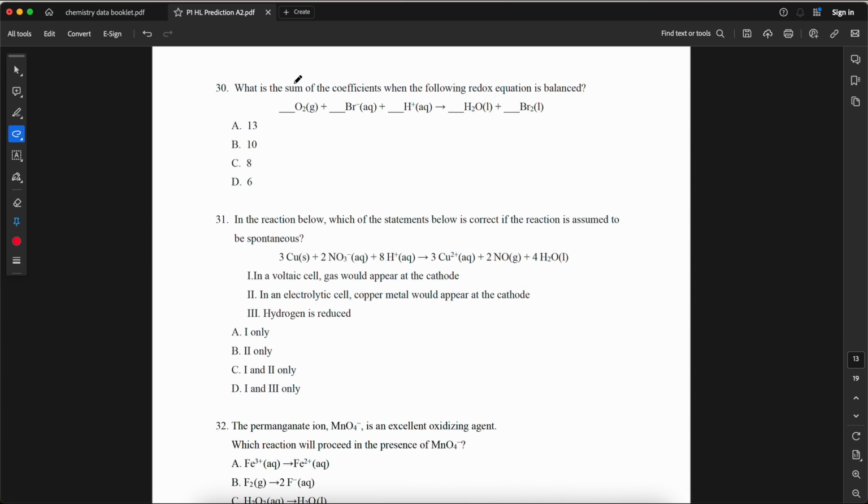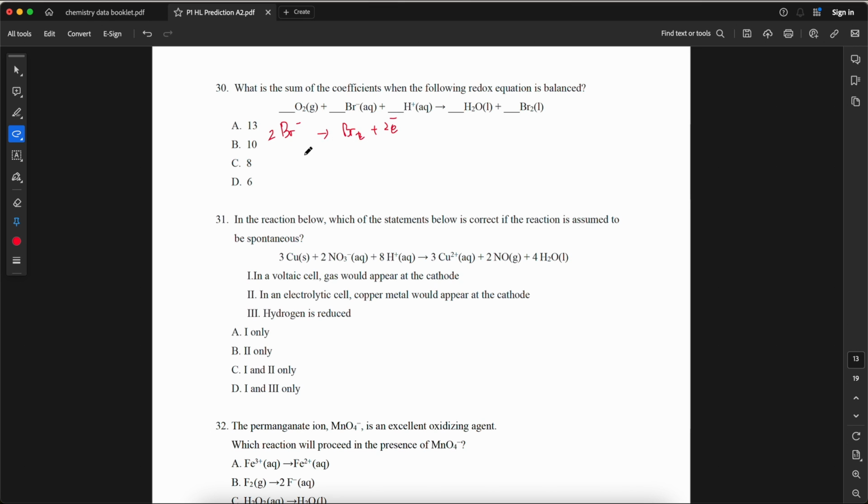What is the sum of the coefficients when the following redox equation is balanced? So we've got Br minus and Br2. Let me just make it a bit smaller so we've got more room. So Br minus becomes Br2. So that would be 2 right here, and we need to add 2 electrons right here.